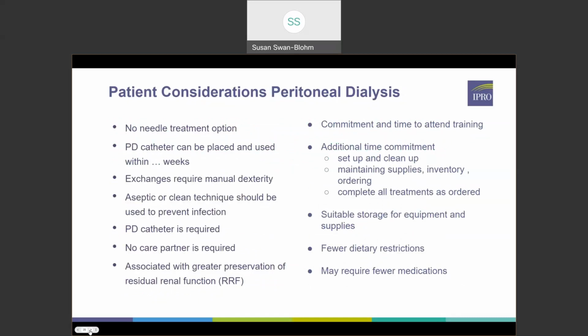The patient must have a peritoneal catheter placed and commit to the training needed to master the skills and techniques to complete their treatment while preventing complications and infections. Additionally, the patient must understand the time needed for setup, cleanup, and maintaining inventory, and complete all treatments as ordered.